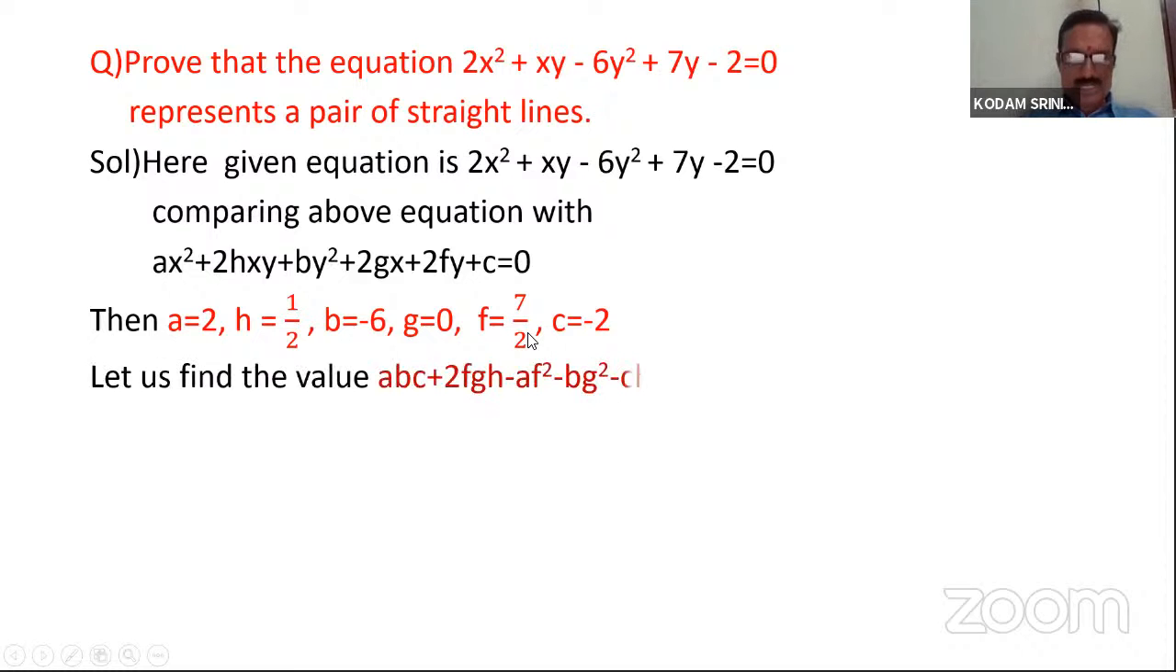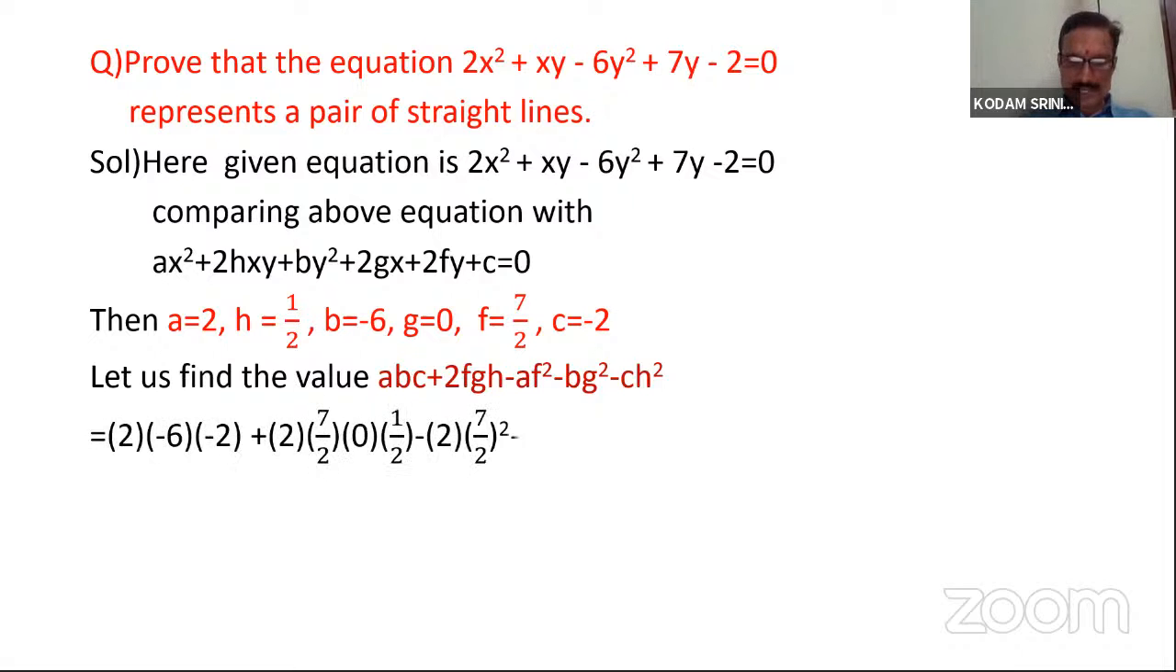Now we just have to substitute all these values in the condition ABC plus 2FGH minus A F square minus B G square minus C H square. Let us find its value. That is ABC. Here a equals 2, b equals minus 6, c equals minus 2. Then 2FGH. Here g value equals 0, therefore we will get this term as 0.